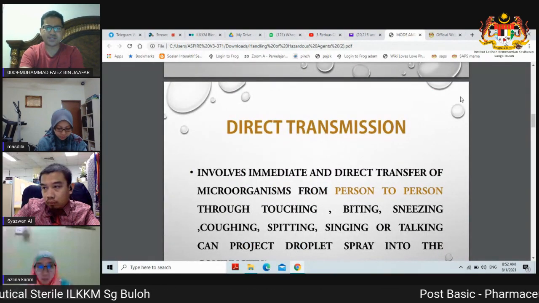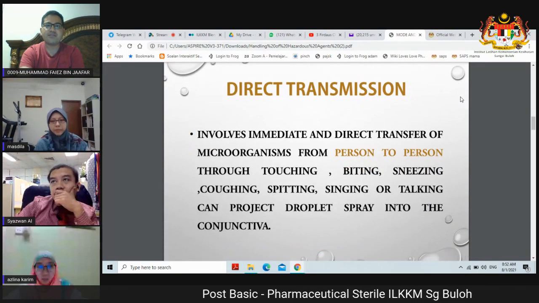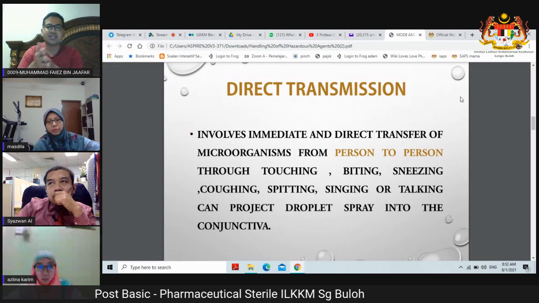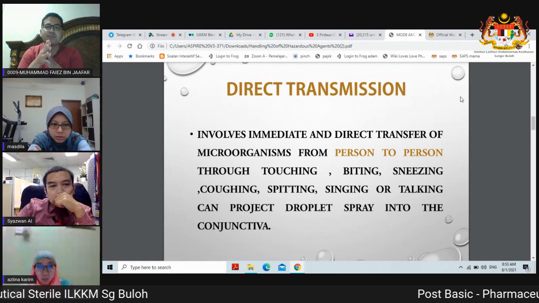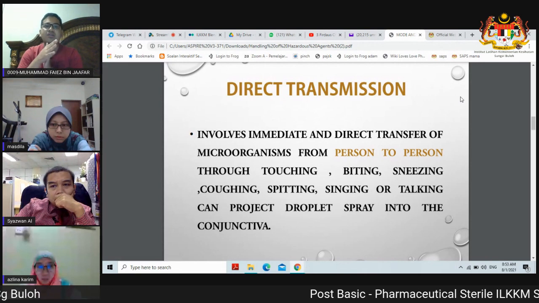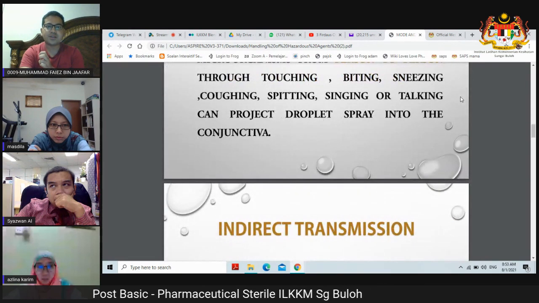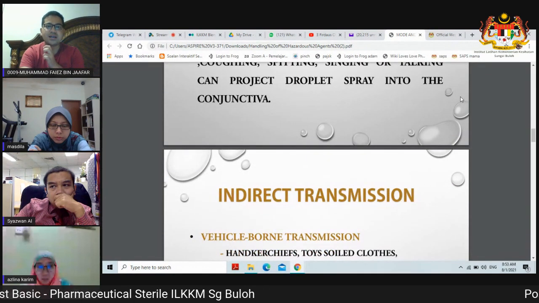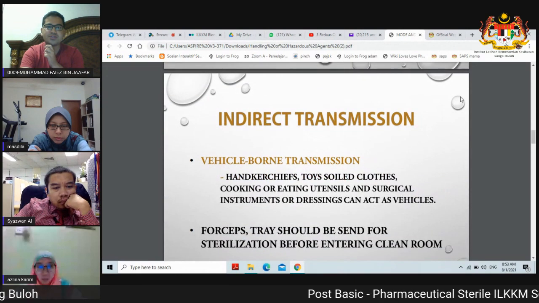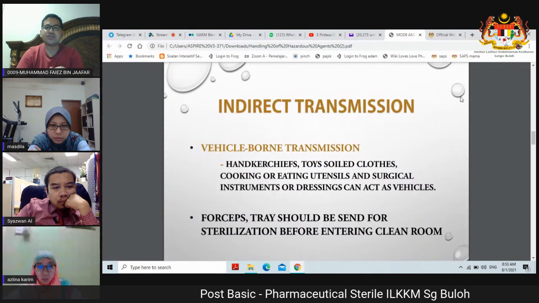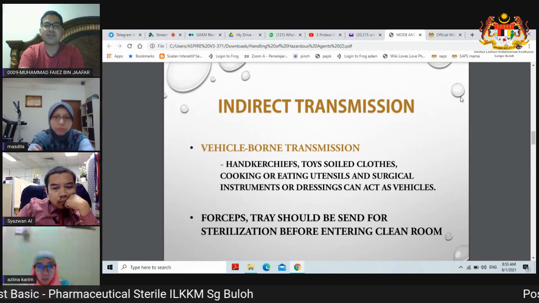Okay, kalau direct transmission, dia direct transfer of microorganisms to person melalui touching, biting, sneezing, coughing, spitting, singing or talking can project droplet spray into the conjunctiva. Indirect transmission, ni dia soil, clothes and utensil and surgical instrument or dressing can act as vehicle.